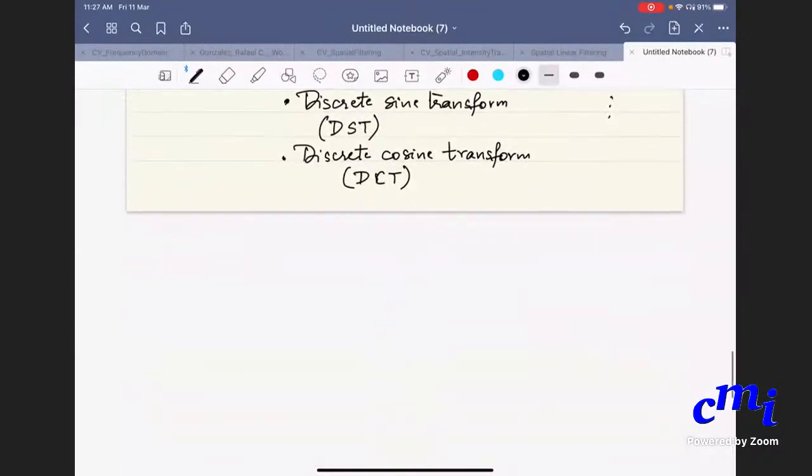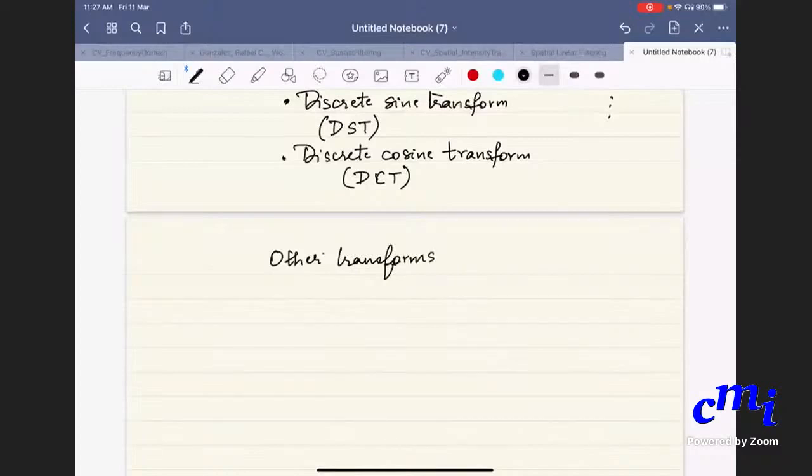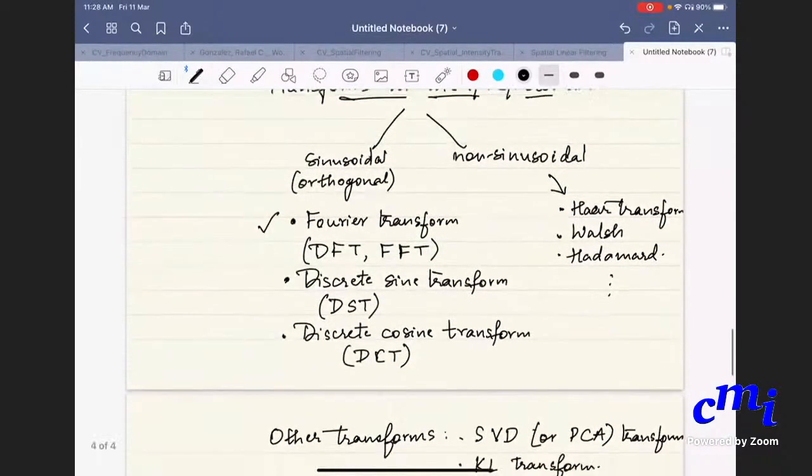Other than these, sinusoidal and non-sinusoidal, there are transforms based on PCA or SVD. So if time permits, we will talk a little bit about this, the SVD or PCA transform. There is something called the KL transform, the Karhunen-Loeve transform, I think, which is also quite famous. Out of all these, we will only look at Fourier domain transforms.